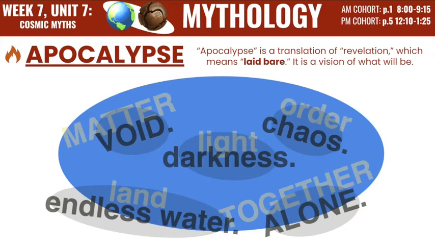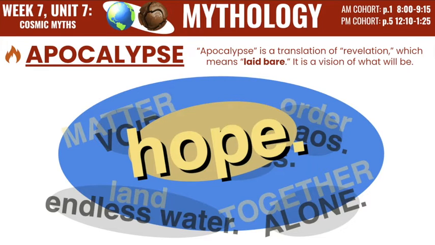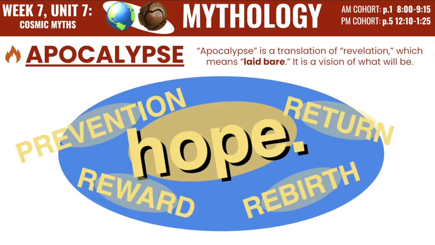The one difference, though, is instead of simply ending with this dark unhappiness, there's usually an element of hope to an apocalypse story. Although we may move to void and chaos and we may lose what we once had, there's still a chance for preventing the apocalypse or returning to something better. Even if we can't do that, there's a chance of a reward or the rebirth of the planet.